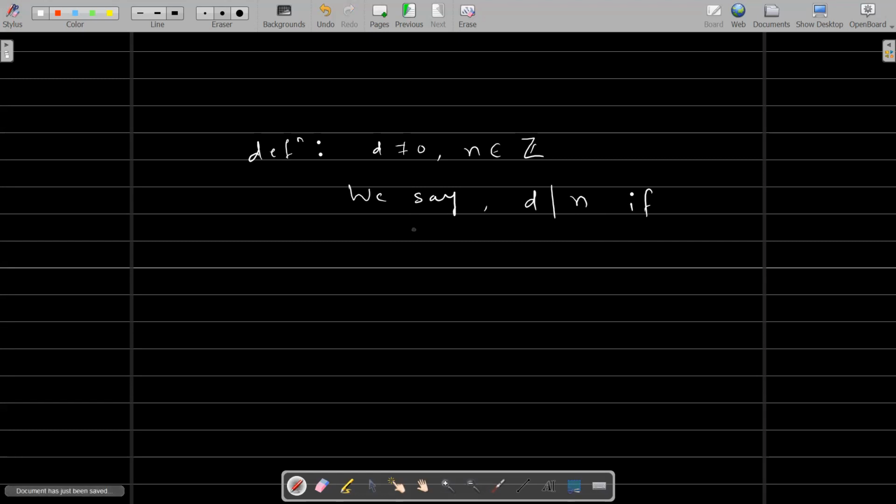Can somebody tell the definition? You can raise your hand. Ashriya, yes. So if n by d is an integer, a little better. If d can be expressed as n multiplied by k, where k is an integer. It's the other way around. So D divides n if I can write n as D times some integer, so say D times Q for some integer Q. So I'll say Q belongs to Z, which means Q is an integer.